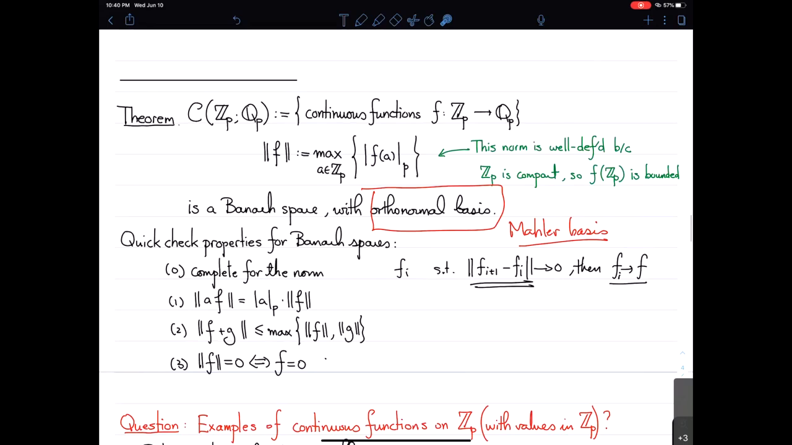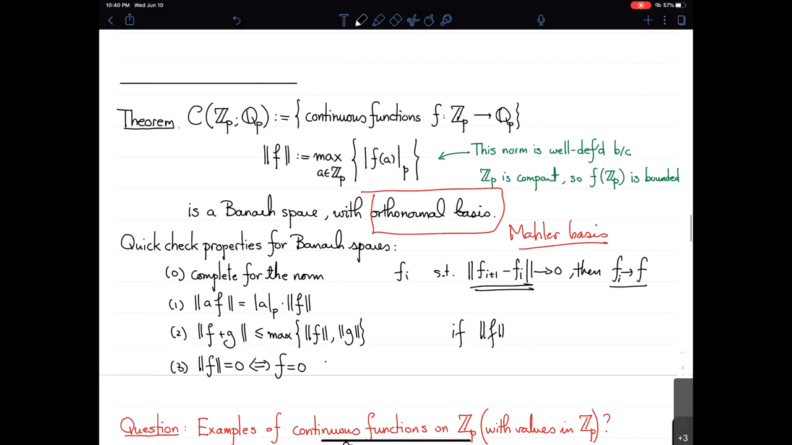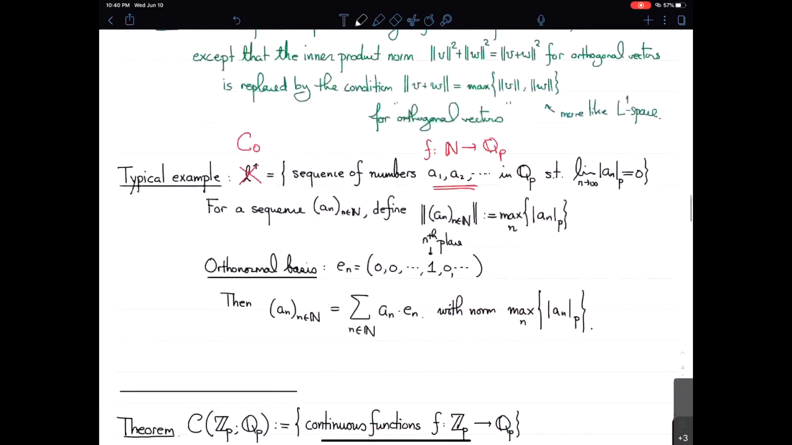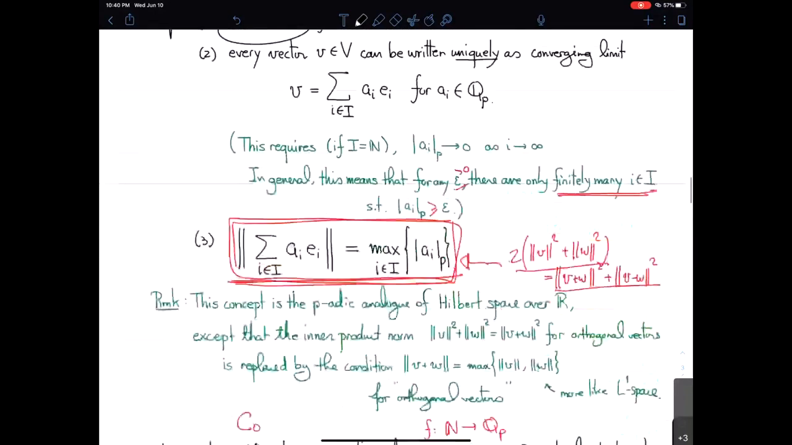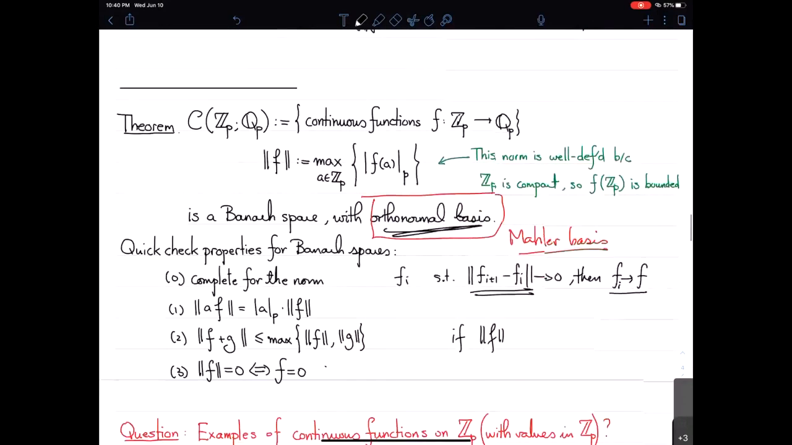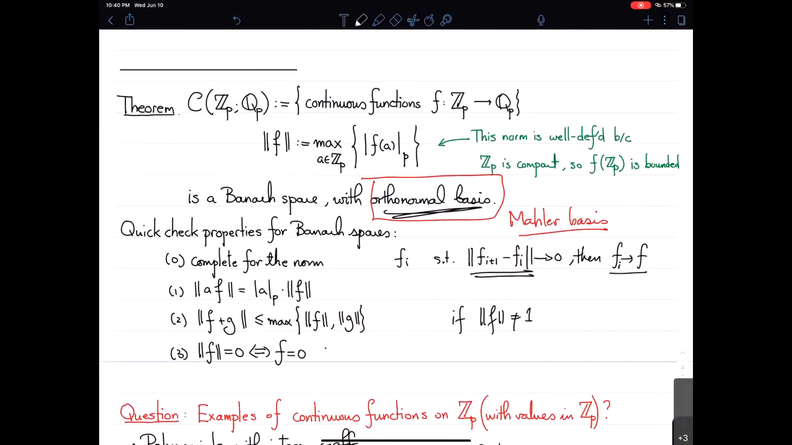But let's talk about the orthonormal basis. Maybe to note that if I want to get an orthonormal basis, the first thing I have to find is something with norm being 1. So what do I mean by norm being 1? I mean, or maybe norm at most 1, say. What that means is that for all a in Z_p, the norm of f(a) is less than or equal to 1. In particular, that means f(a) belongs to Z_p.